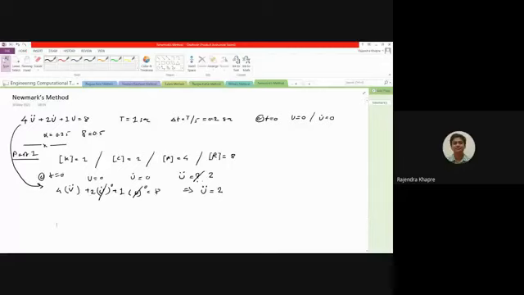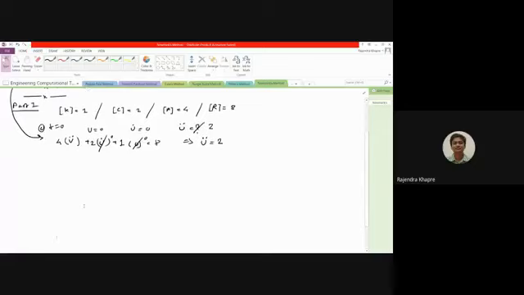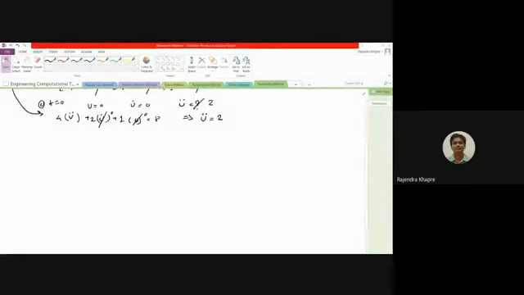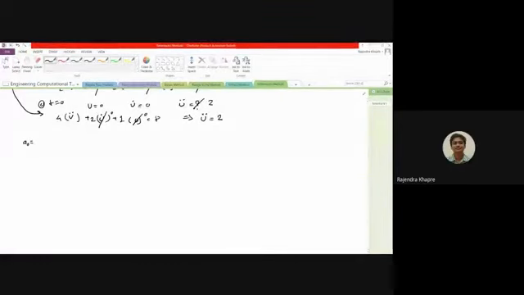And the initial conditions are also known. Now what you need to do is find out the integration constants. While calculating the integration constants, let me write down the equation for a0. A0 is 1 upon alpha times delta t square.